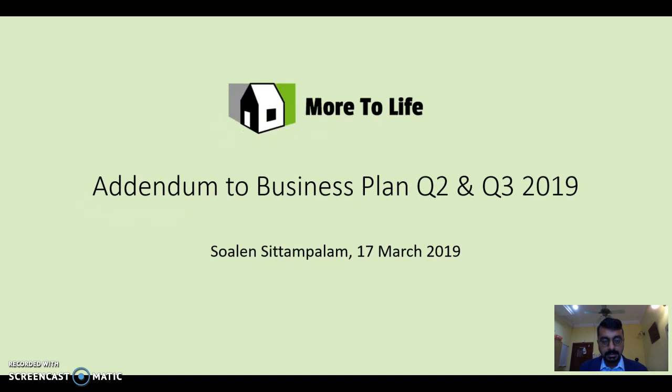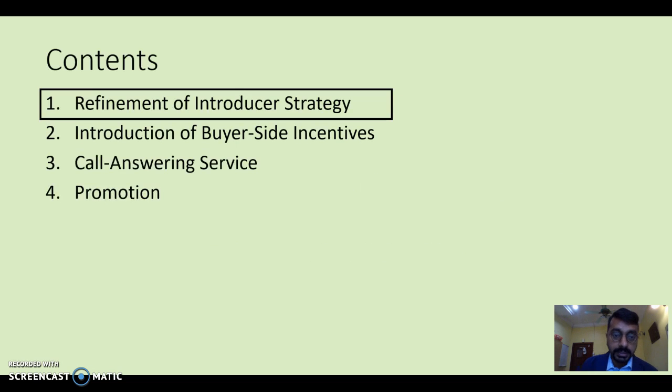Hi everyone. The purpose of this presentation is just a brief five minute addendum to the business plan that I've already circulated. I've just got four points to add to it, which I think are quite material. The first is the refinement of our introducer strategy. As we've already met, I've already done about 10 meetings with different parties, and I've learned a bit about how to do it, and I've refined the process, and I want to go through what I've learned.